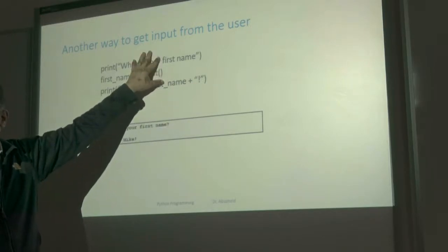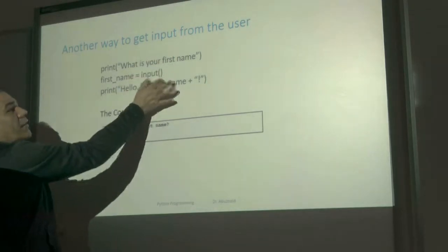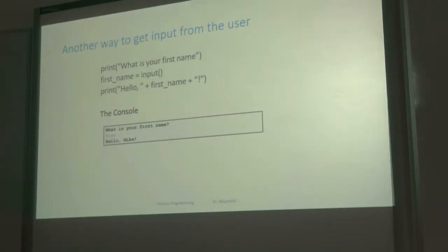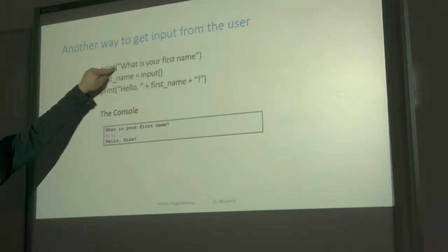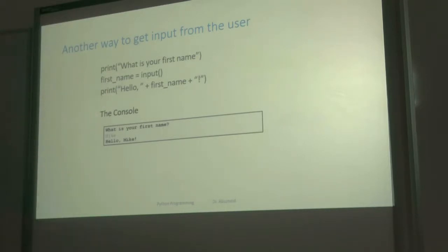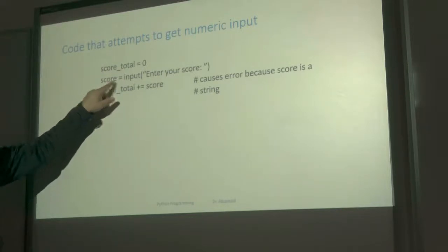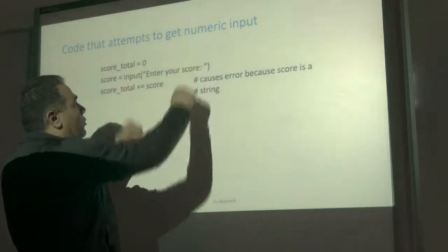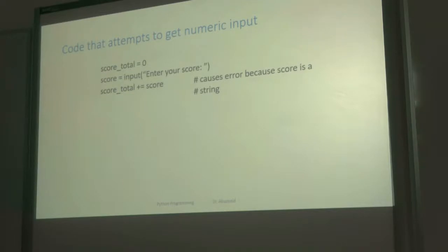You don't have to do this. This sentence is extra, because you could include it inside the input. That's actually how we used to do it in C++: you say cout for the message and cin for reading the value. You don't have to do that in Python. All you have to do in Python, for example, is input, put the text you want, enter your score, and it will print it for you. Simple, right?